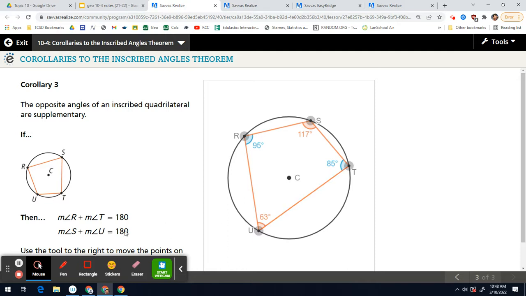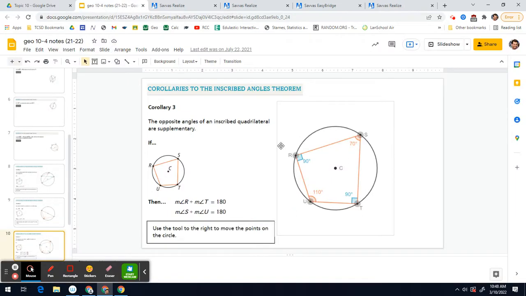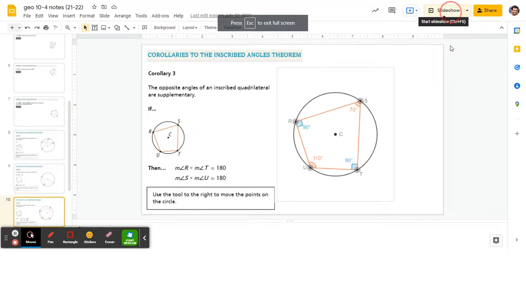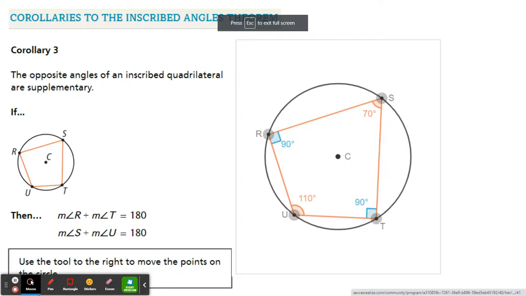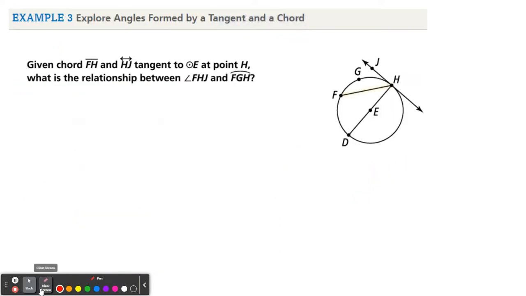All right, one more idea to talk about in lesson 10.4. Very similar to inscribed angles, you'll see. It says, given chord FH and line HJ tangent to circle E at point H, what is the relationship between angle FHJ and arc FGH? So we're actually going to do another proof here.